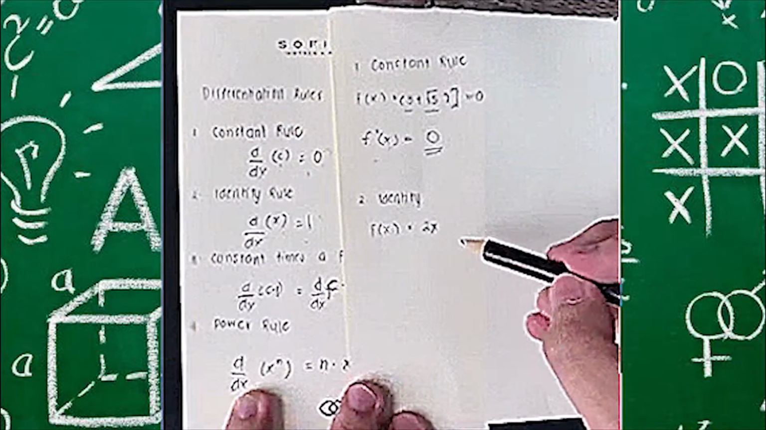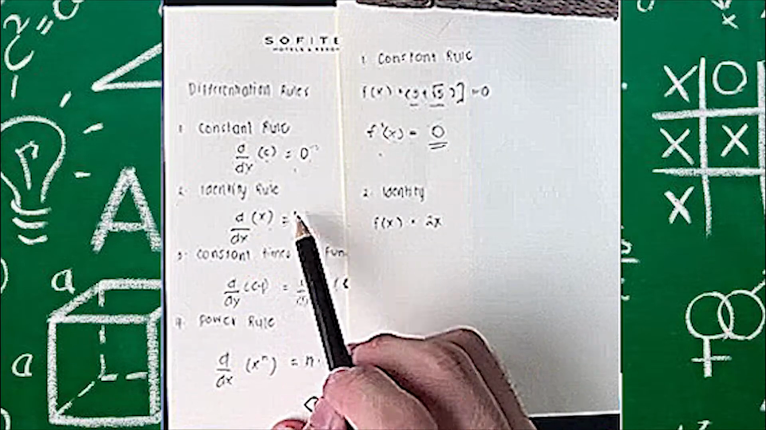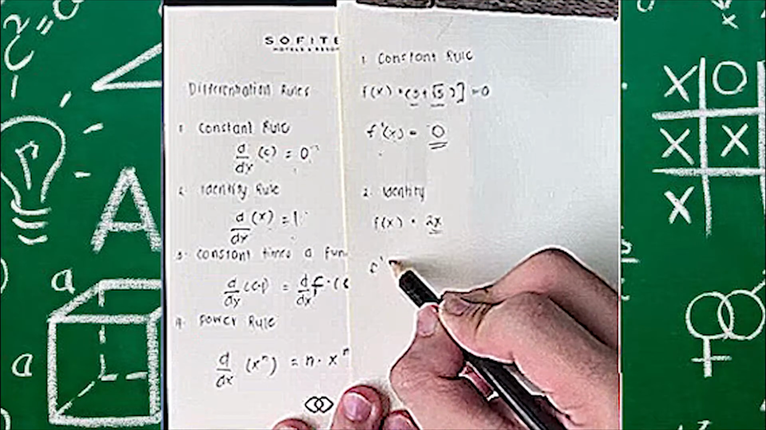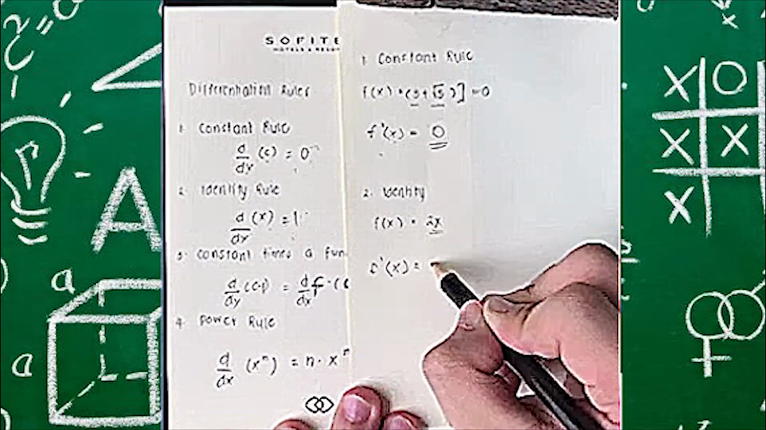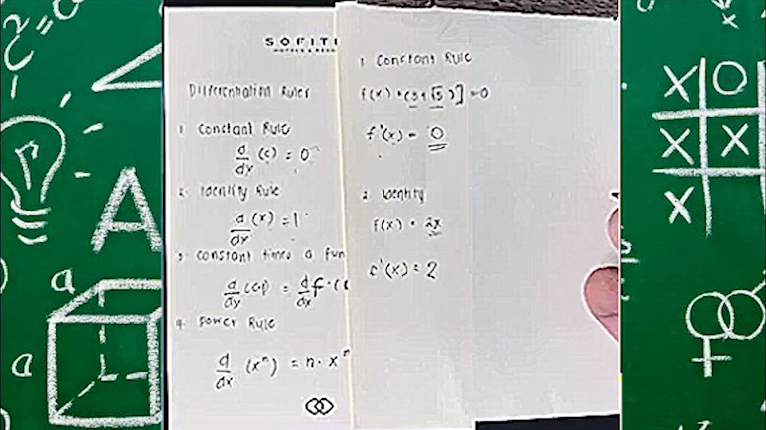Now here for the identity rule, we have the derivative of x with respect to x is equal to 1. So this is x. So the derivative of 2x is equal to 2. Do you understand? Easy.